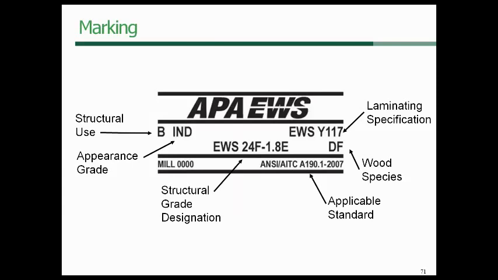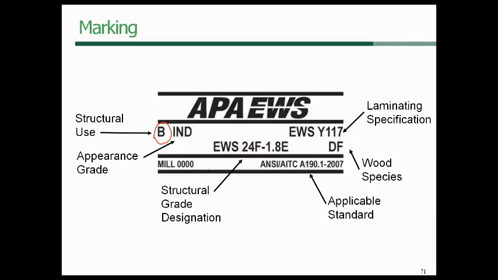The B that you see on the, let me see if I can get my little pen to work here. Here we go, felt tip pen. All right. So this B here indicates the use class. So B for structural use for a simple span bending member. You could also see the letter C for a compression member, or T for a tension member, or a CB, which would indicate continuous or cantilevered span bending member.